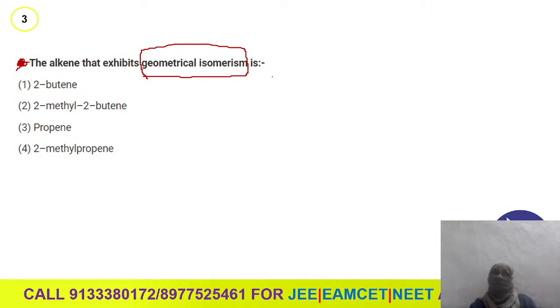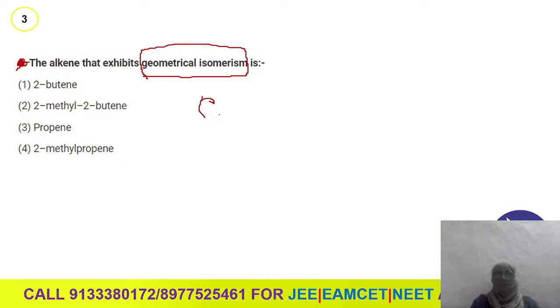In an exam, they can sometimes ask which of the following shows cis and trans isomerism, or which shows geometrical isomerism, or which shows Z and E isomerism. They can ask any of these questions, but the meaning remains the same. So please keep in mind the concept. Let us check which one suits our answer.